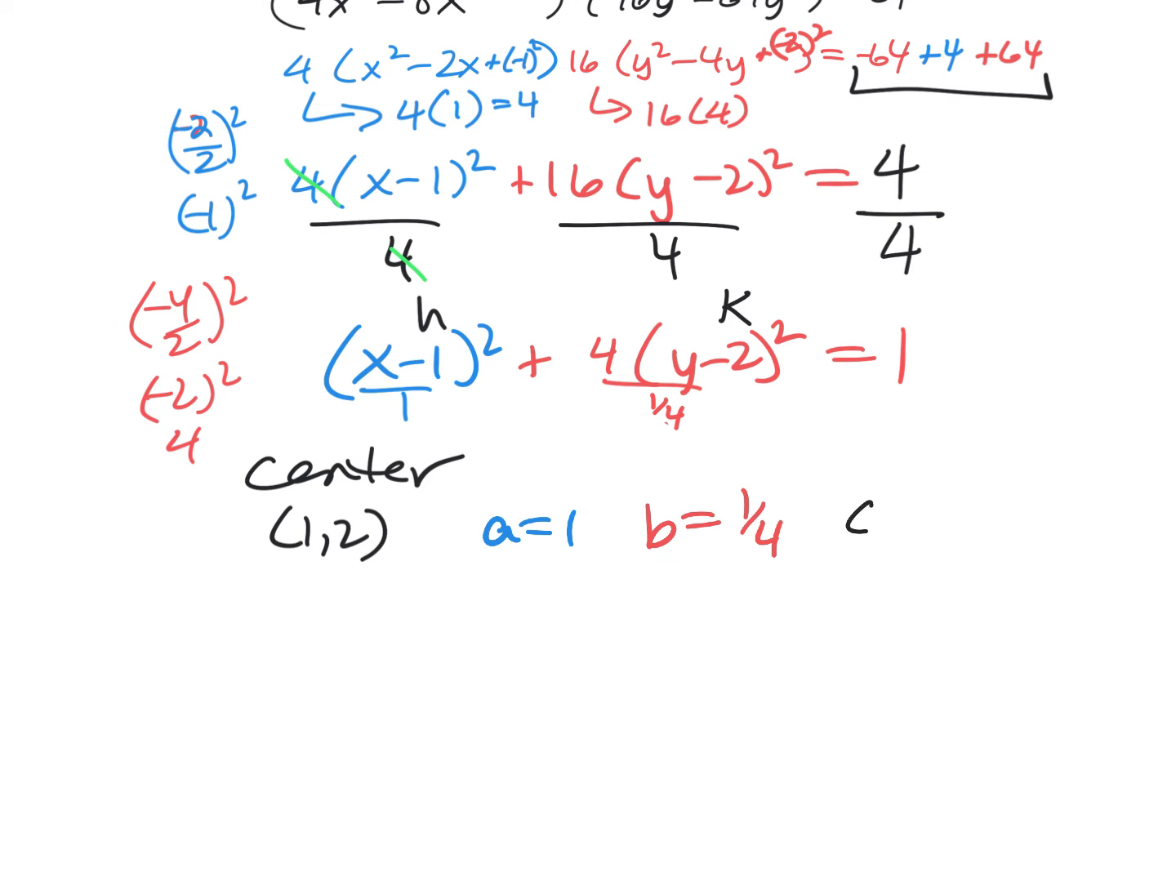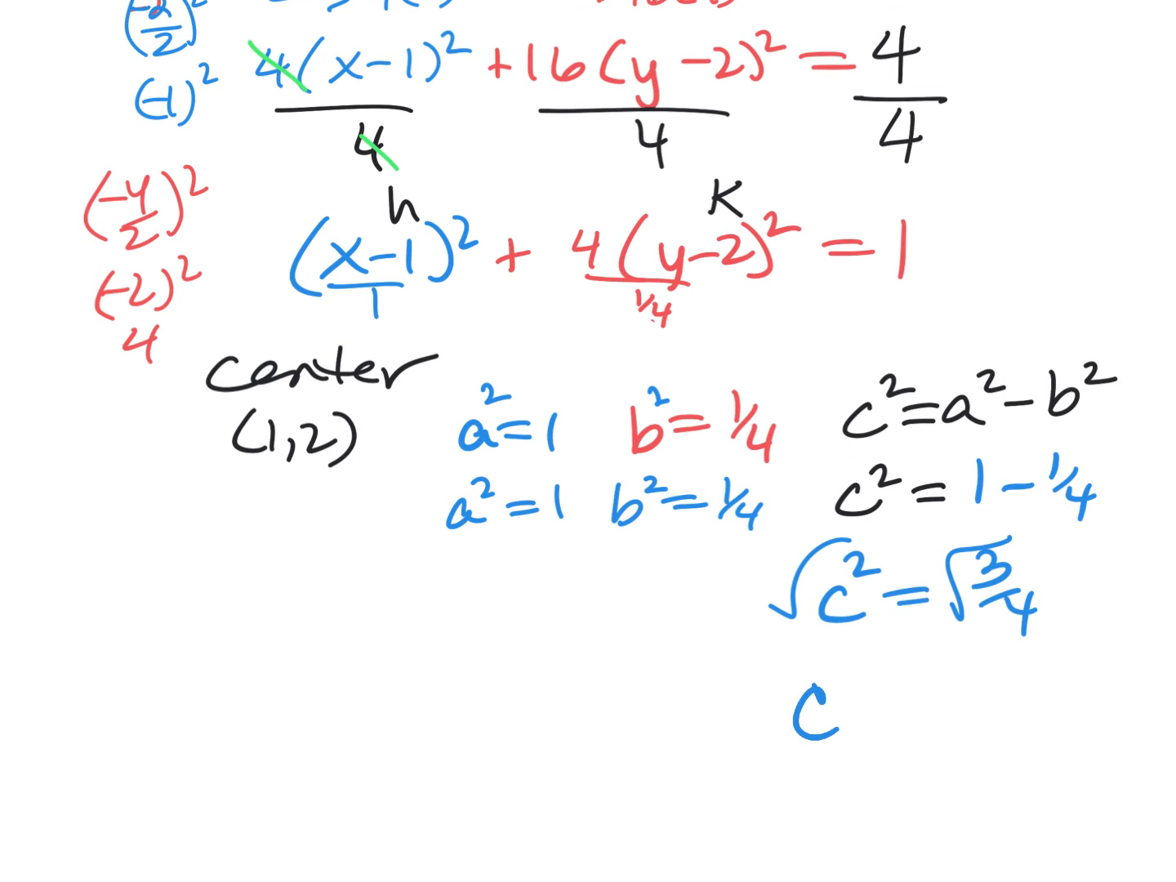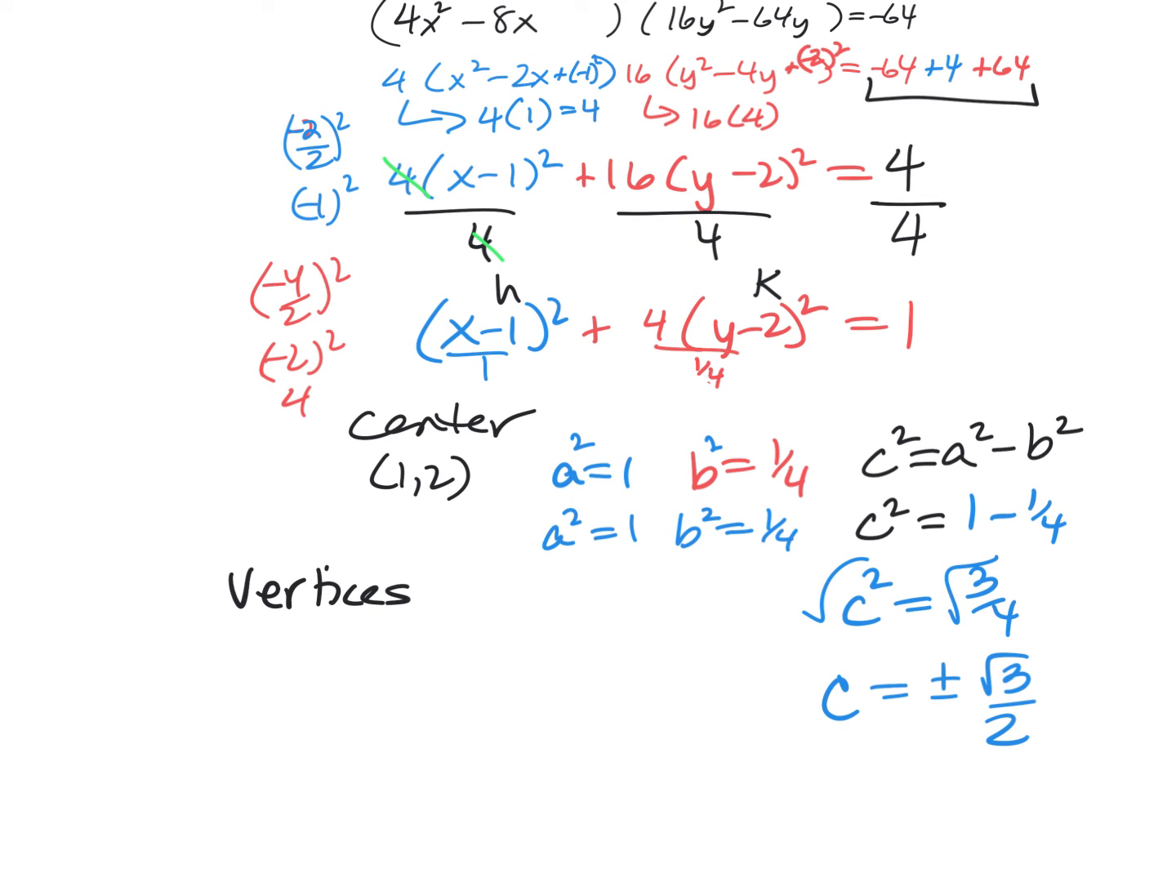And then to find C, C squared equals A squared minus B squared. C squared equals, and I can square this, A squared is 1. Actually, no, that's already squared. Sorry. This is squared. And then B squared is 1/4. That was squared. I didn't have to write it again. All right, so let me fill it in. So 1 minus 1/4, C squared equals 3/4. Square root it, and C is equal to plus and minus the square root of 3 over 2. Now I need to find my focus and my vertices. So my vertices, I'm using the A value, and I'm going to take my center, and because my major axis is X, this is where I'm going to add my A value to.